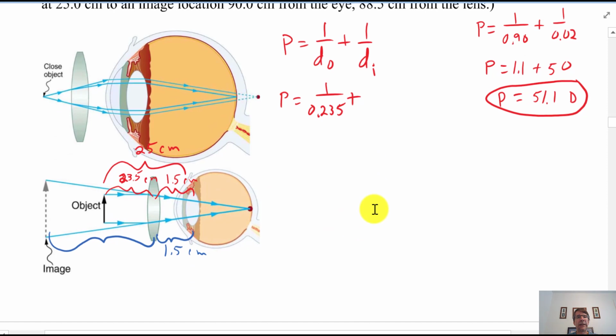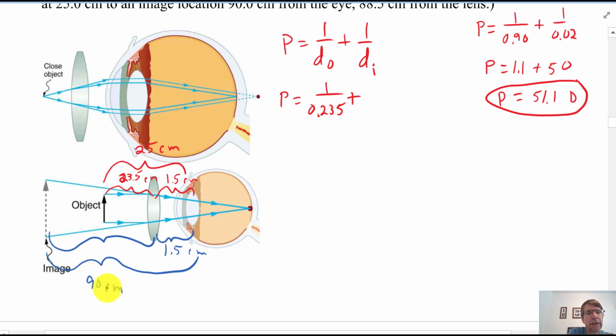What the idea here is, we want to put the image at the far point. In the previous problem, we needed to put the image at the person's near point. Here we're putting the image at the person's far point, and the person's far point here is 90 centimeters. And so the distance from the lens is what, 88.5? That's 88.5 centimeters. So that's what I have to put into the equation. I'm going to switch back to red, though. So that's 1 over 0.885.